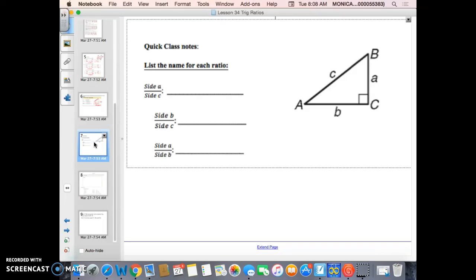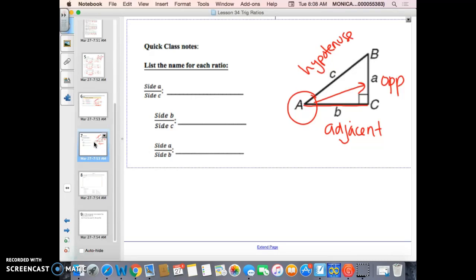Remember, if you're doing side A, I'm going to just redraw this again because this is going to be the important part. This is opposite. This is what we call adjacent because it's next to. They share a side. And then this is always the hypotenuse because it's across from the right angle. Okay? So side A over side C, well, that's opposite over hypotenuse. We call that your sine. Side B over side C, which is adjacent over hypotenuse, we call that cosine. And then lastly, if you take the opposite over the adjacent, we call that the tangent.